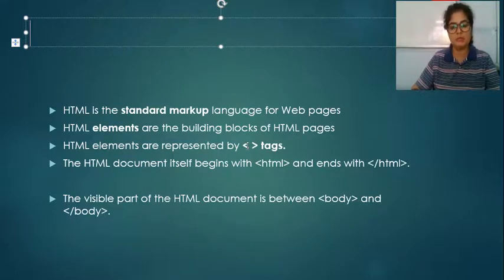Paired tag means when we open a tag, we have to close that tag. Whenever we have opened a tag, we have to close that tag. I will explain with an example how we have to open a tag and how we have to close a tag. So that was all about how in HTML we use tags.